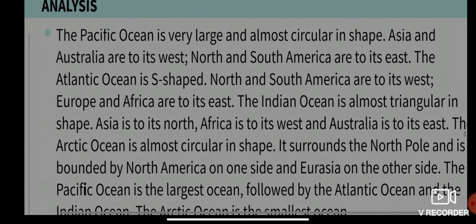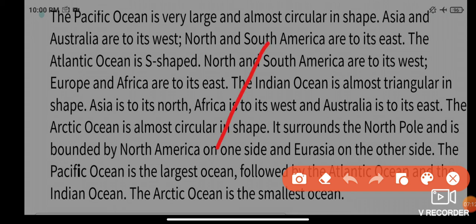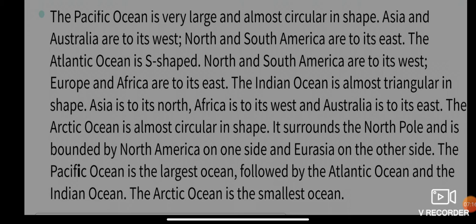The Indian Ocean is almost triangular in shape. Asia is to its north, Africa is to its west, and Australia is to its east. So that is about the Indian Ocean. The Arctic Ocean is almost circular in shape. It surrounds the North Pole and is bounded by North America on one side and Eurasia on the other side.